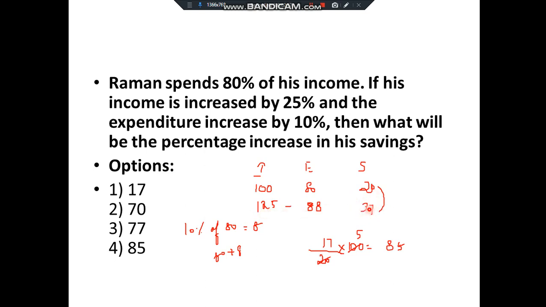So how much has it increased from the previous? We have to find the percentage increase in savings. So how will we find the new savings from the previous savings? That is 37 minus 20, which is 17, right? 17 divided by the previous, the initial value, 20, into 100. So we will get 85%. Okay. So his savings has increased by 85%.